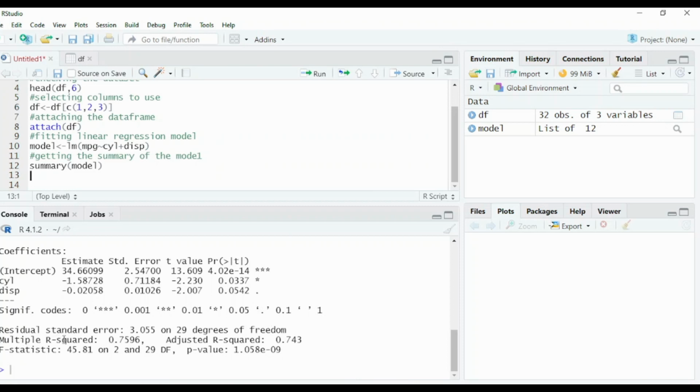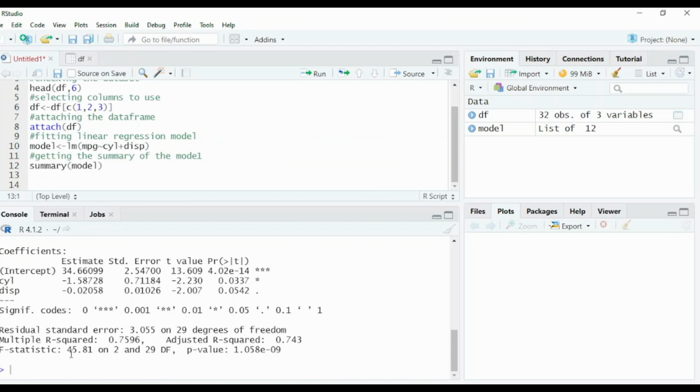So then you have multiple R squared. This one is how much variation in the response variable is explained by the independent variables. Like here we have a very good multiple R squared, like 75%. This means that 75% of the variation in the response variable is explained by the independent variables.